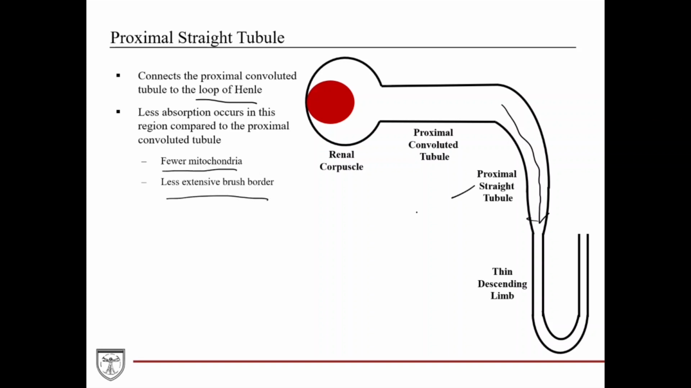Some textbooks, you may actually see this referred to as the thick descending limb of the loop of Henle, but it's not really considered functionally one of the components of the loop of Henle, but just in case you see that in a book or on a website somewhere.